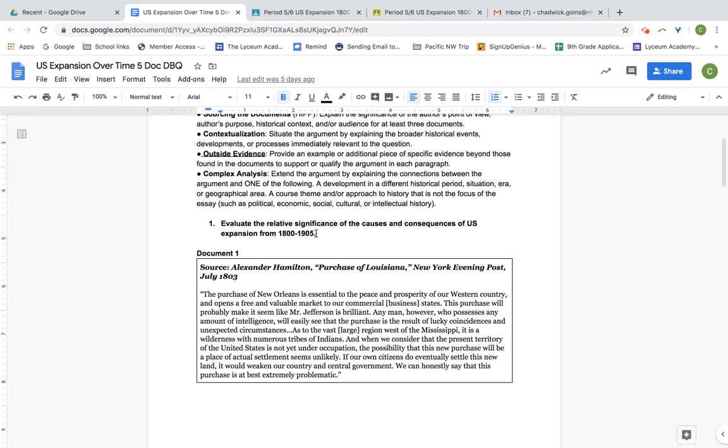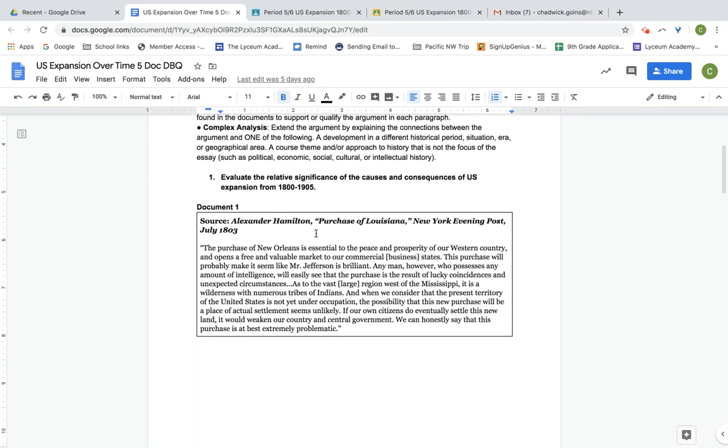Causes, consequences. So causes, you think about why we are going out there? Obviously land, and economic growth as a result of that. And then when you think about consequences, what effect does that have on the American psyche? And then especially, what about the people that were already there? And some of these documents point you to that. Okay, looking at the first document.